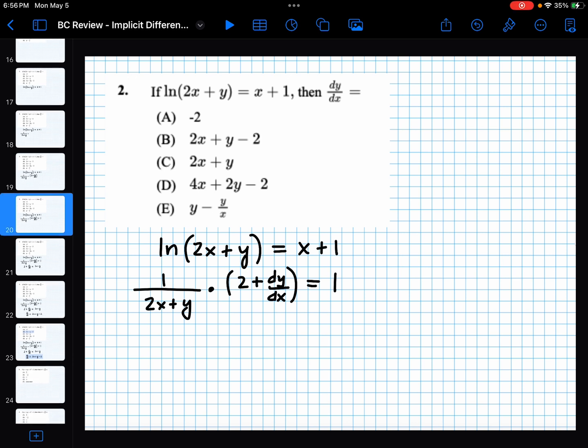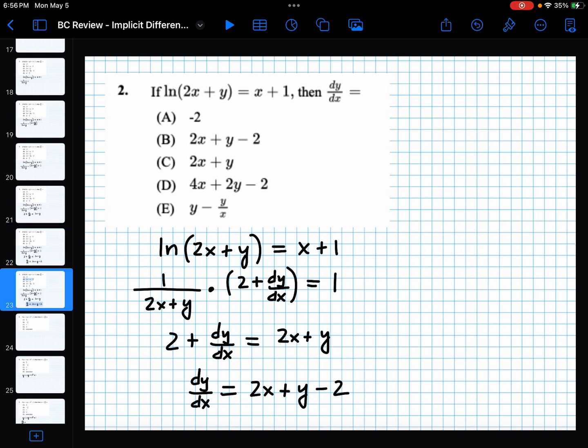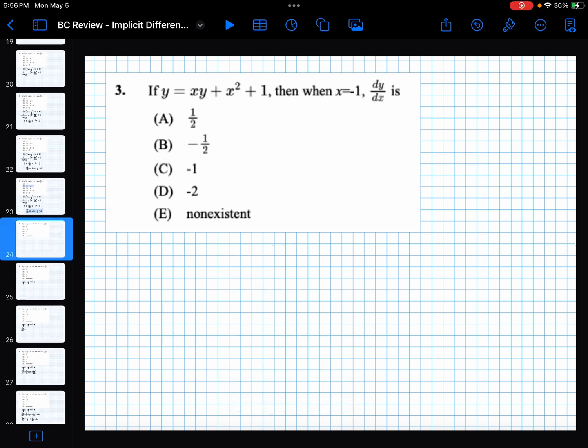What I'm going to do here is multiply both sides by 2x plus y. That will give me this, right? 1 times 2x plus y results in 2x plus y on the right side. Then I can just subtract the 2 from the left and the right sides to get dy dx. There it is, and that's a match to answer choice B. Okay, on to question 3.